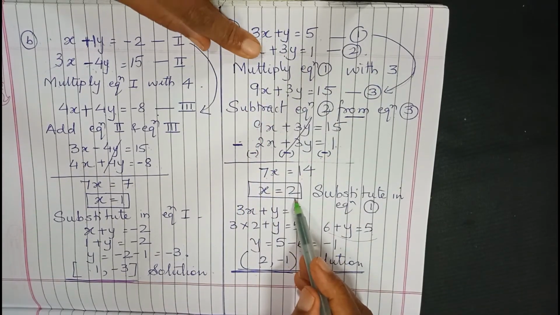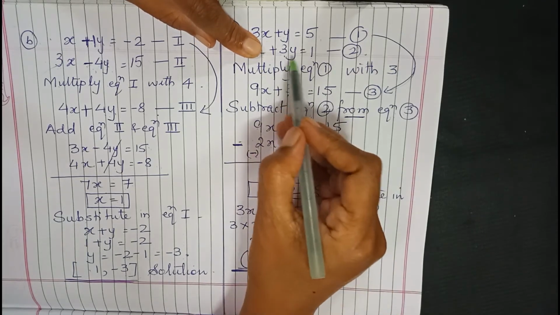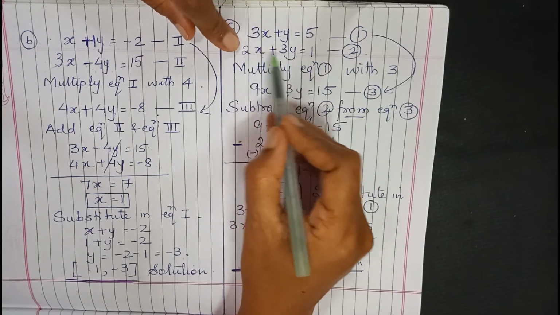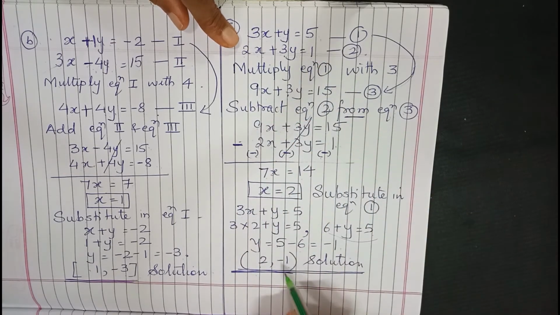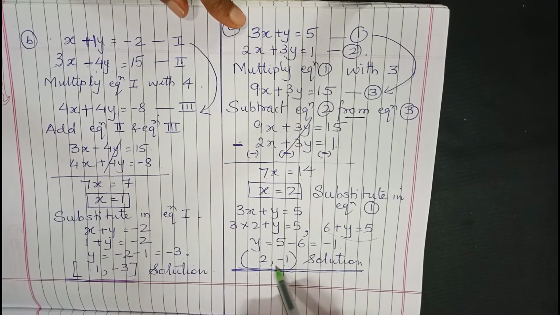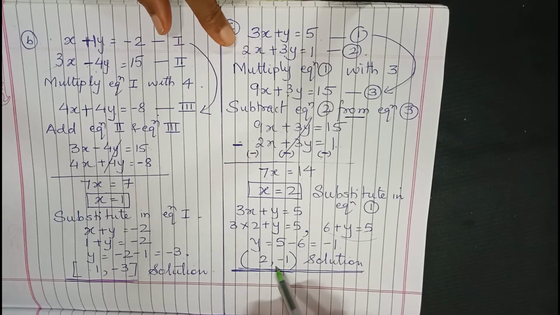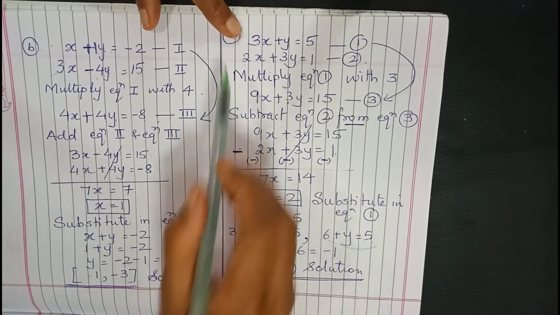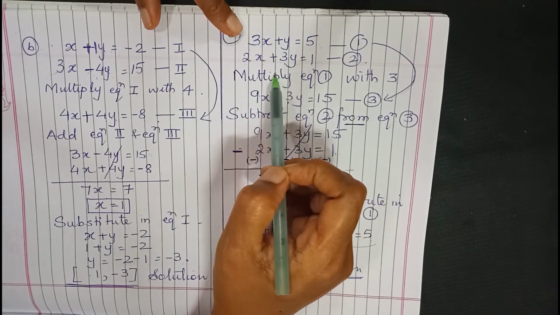Again, 2 2s are 4 and minus 1. 3 into minus 1 is minus 3. So 4 minus 3 is 1. So this solution is satisfying both the equations, and hence 2 comma minus 1 is a solution of this simultaneous equation or linear equations in two variables.